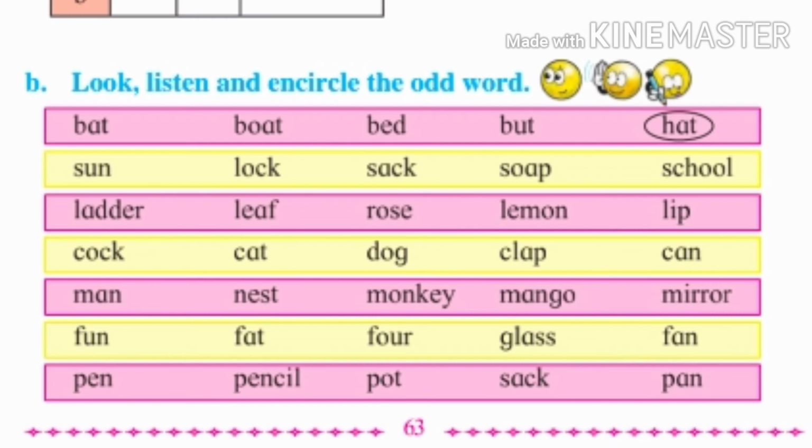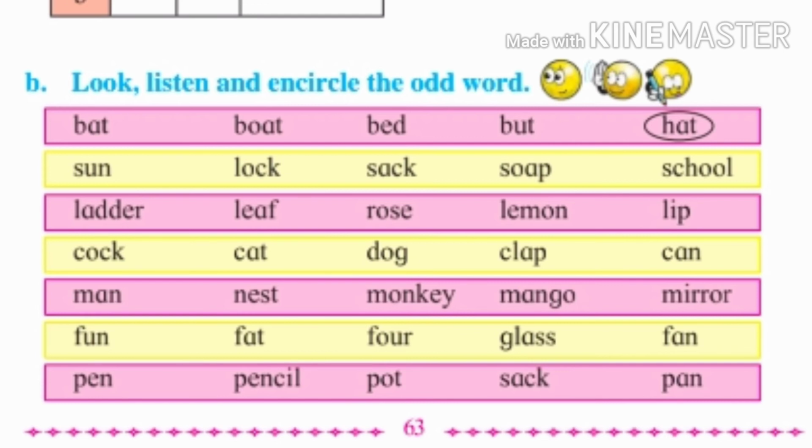When we come to the third column, we can read the words given in it. Ladder, leaf, rose, lemon, leaf. You can see here all words start with L except rose. Rose starts with R. That's why our answer is rose. We have to circle rose.